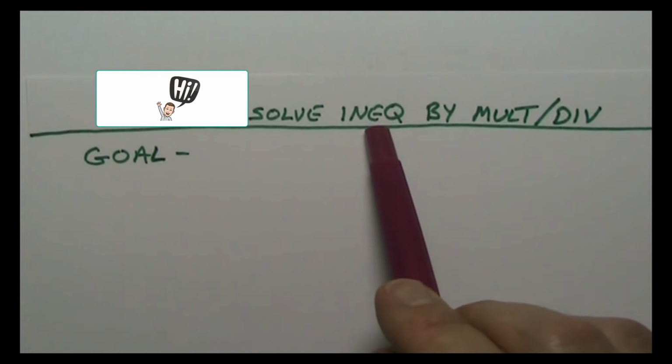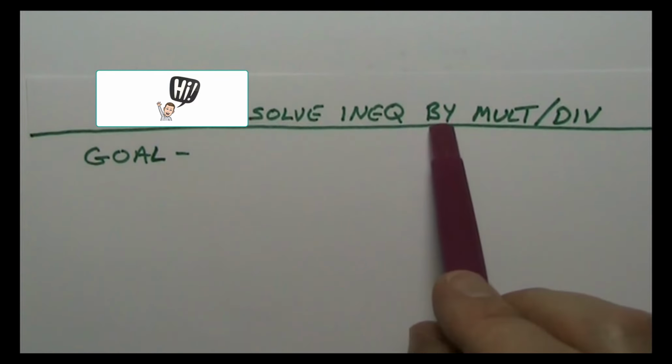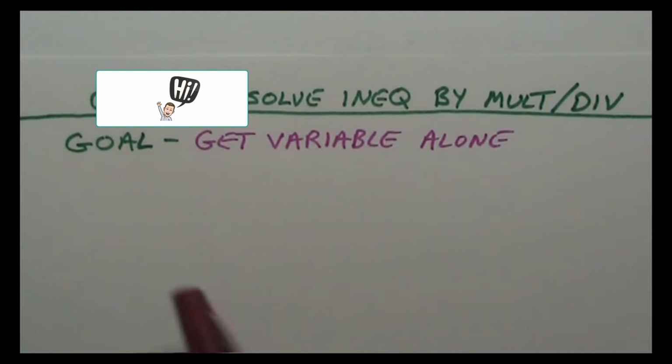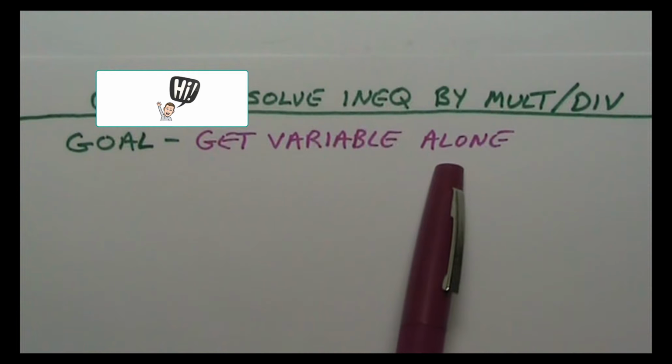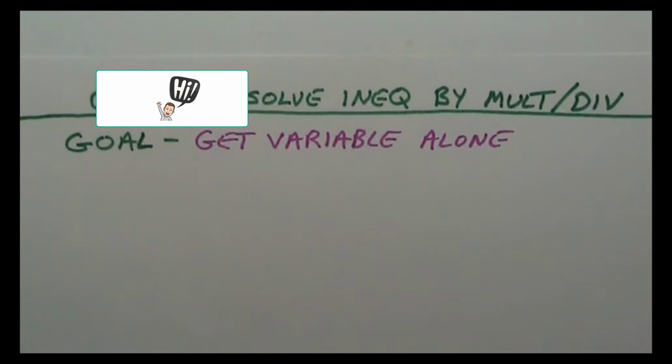Okay, we're going to solve inequalities by multiply or divide. Solve inequalities by multiply or divide. The goal is the same as before, and that's to get the variable alone. Get the variable alone. And we're going to do that today by multiplying or dividing.